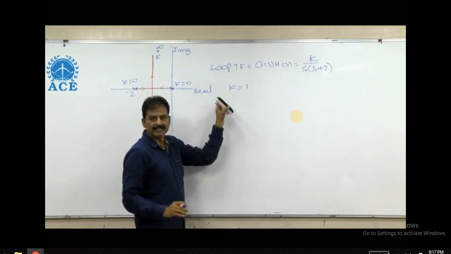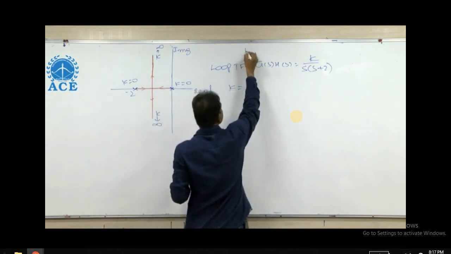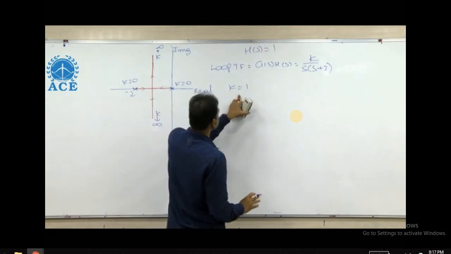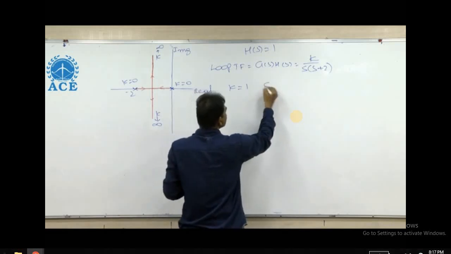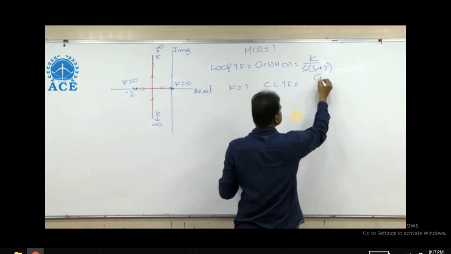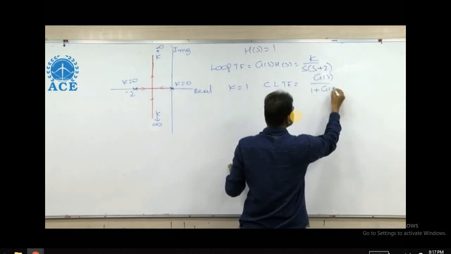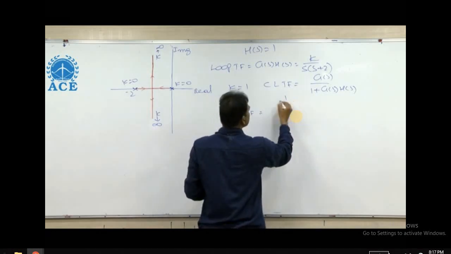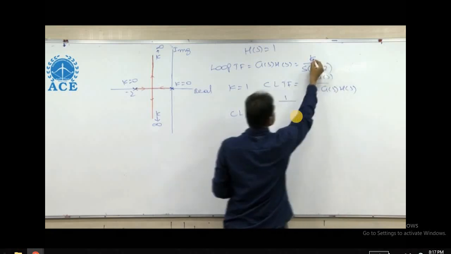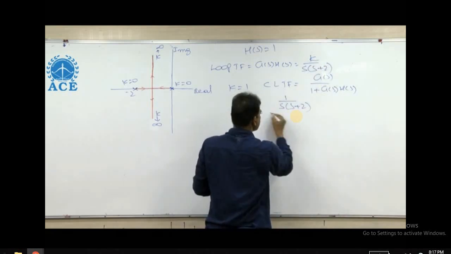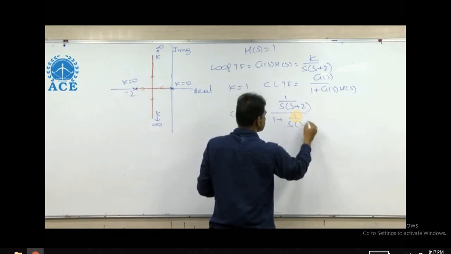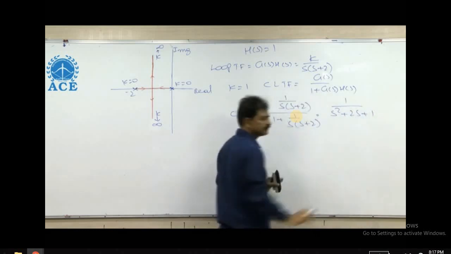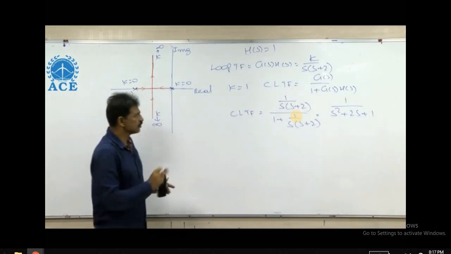Okay, the feedback is unity feedback. What is given here? A unity feedback control system is given. Therefore, for K is equal to 1, the closed loop transfer function is G(s) by 1 plus G(s)H(s). If you substitute K is equal to 1, you get 1 by s into (s plus 2) divided by 1 plus 1 by s into (s plus 2), which is 1 by s square plus 2s plus 1. Friends, that is the closed loop transfer function.